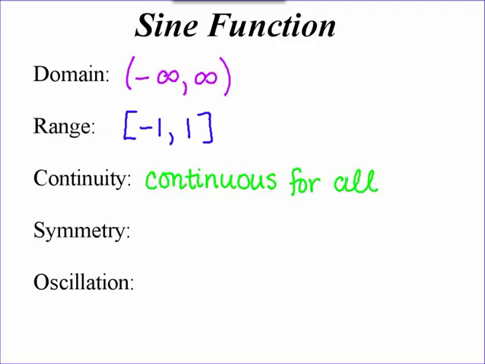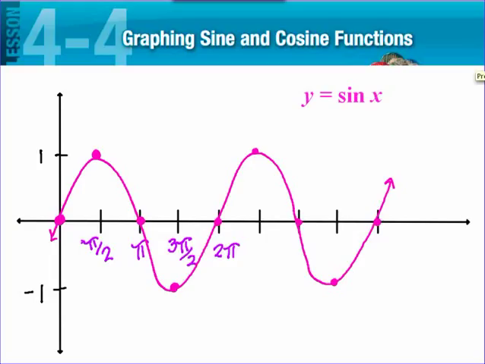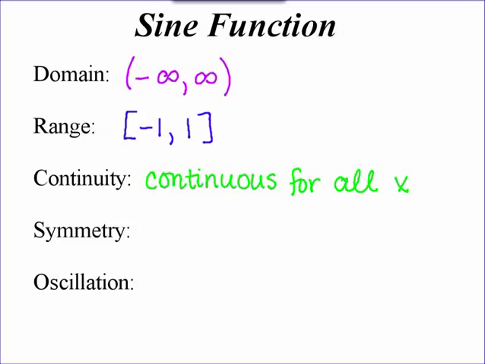Symmetry, was there any symmetry? X-axis. Let's go back and look at symmetry. Oh, no. Origin. If we think about this, as I go backwards, I'm going to go down here, and then I'm going to go up. So if you think about it, it does in fact have origin symmetry. Very good. Symmetry is origin.